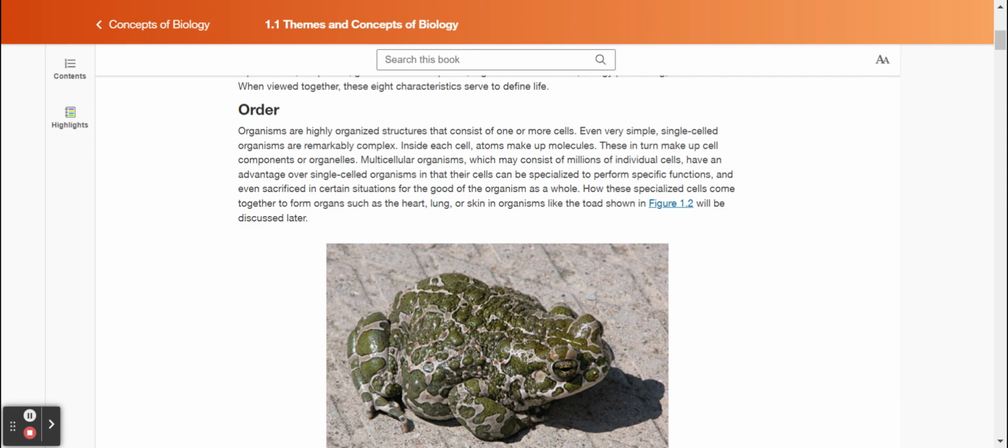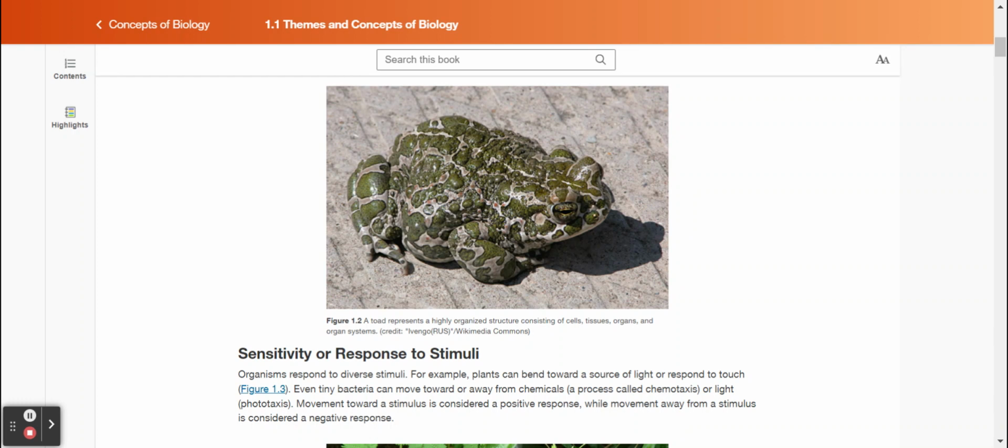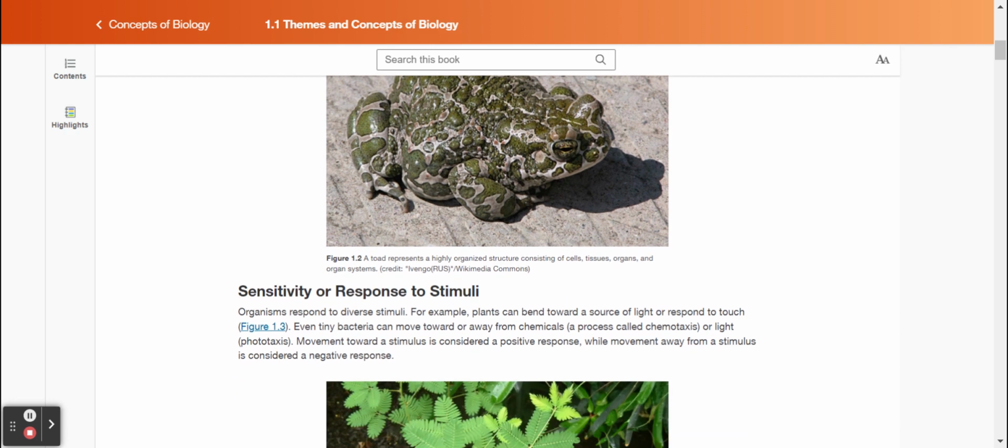Multicellular organisms, which may consist of millions of individual cells, have an advantage over single-celled organisms in that their cells can be specialized to perform specific functions and even sacrificed in certain situations for the good of the organism as a whole. How these specialized cells come together to form organs such as the heart, lung, or skin in organisms like the toad shown in Figure 1.2 will be discussed later. Figure 1.2. A toad represents a highly organized structure consisting of cells, tissues, organs, and organ systems.